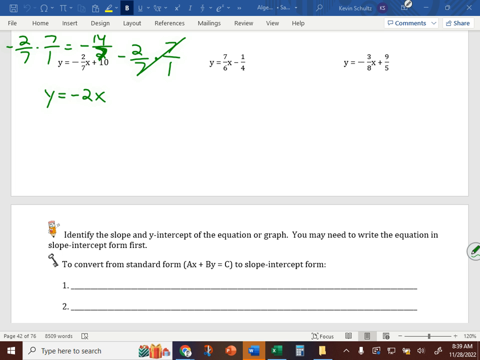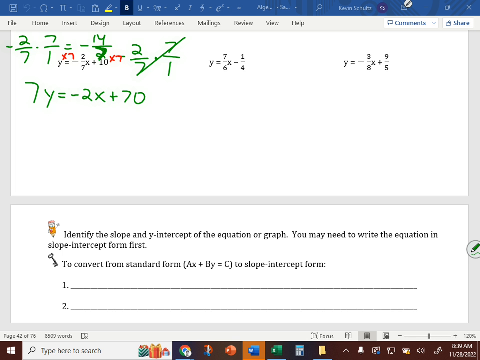What we can't forget to do, though, is multiply our 10 by 7 and our y by 7 as well. So we get 7y equals negative 2x plus 70. Okay, so we multiply one term by 7. We have to keep this equation balanced. So we have to multiply everything by 7. And what's our second step?